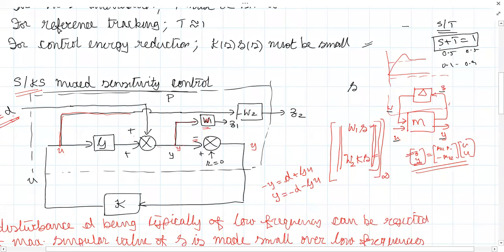So which is the best optimal value? 0.1, 0.9 or 0.5, 0.5 or 0.6, 0.4? That's what we are checking. We are trying to take both these cost functions, both S and T, at a time, and minimize the infinity norm of these two cost functions at the same time. That is why it is called a mixed sensitivity. Else it would have been simply a sensitivity problem only.